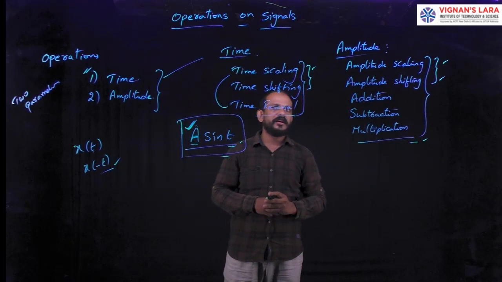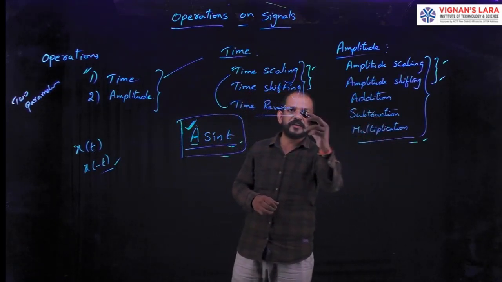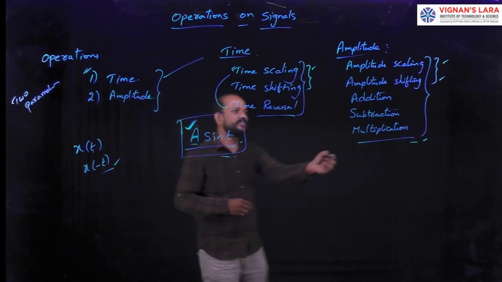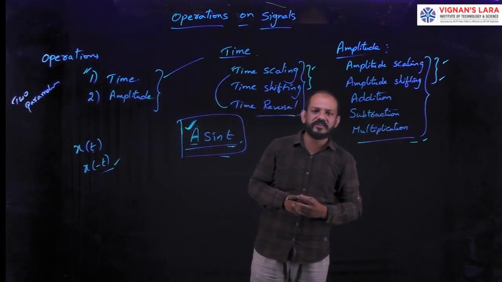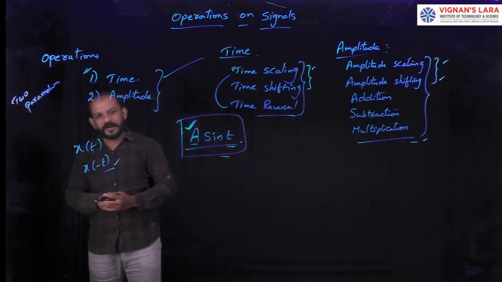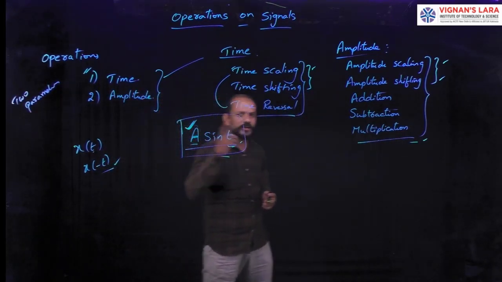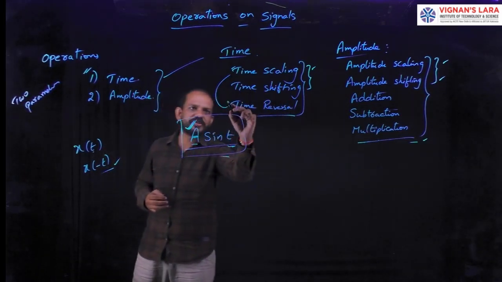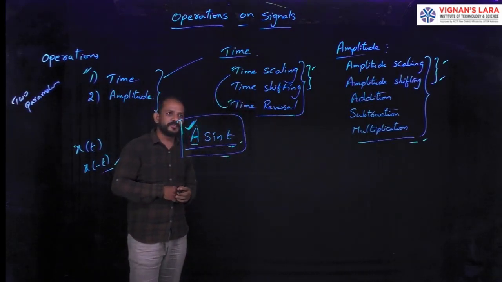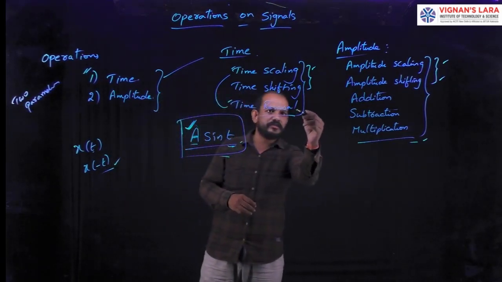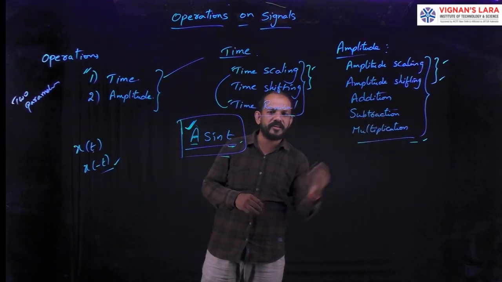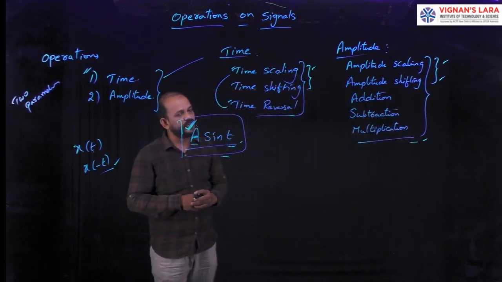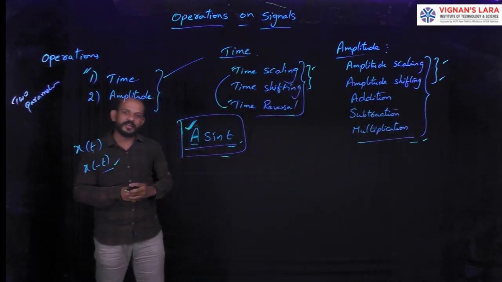Of all these eight operations, addition, subtraction, multiplication, and time reversal are a little easier for you to understand, because you have seen these three right from your childhood, and time reversal is also an easy one, obtained just by replacing t with minus t. It is a simple operation, hence it is called folding with respect to the time origin, or reflection of the signal. It's like a mirror image. Since time reversal, addition, subtraction, and multiplication are very easy to understand, they are not given in the syllabus. So they have given time scaling, time shifting, amplitude scaling, and amplitude shifting in your syllabus.